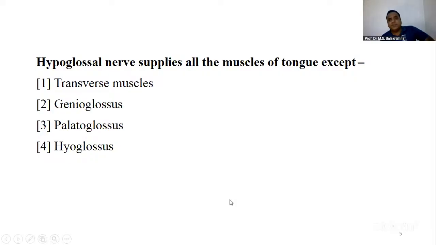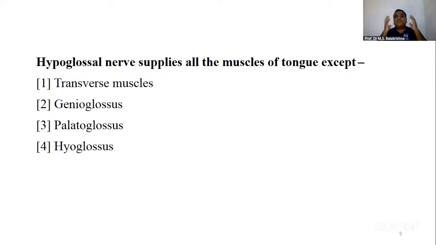Next question. I told you in the beginning of the class today, muscles, all of them are supplied by one except one, like that exceptions will be there. So some 7 or 8 like this category questions are there in your gross anatomy. This is one among them. Hypoglossal nerve, which is the 12th cranial nerve, it supplies all the muscles of the tongue except.